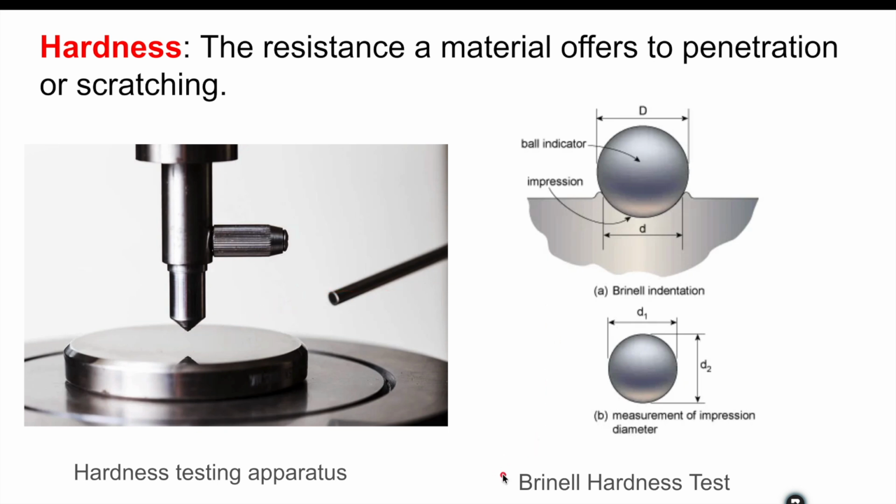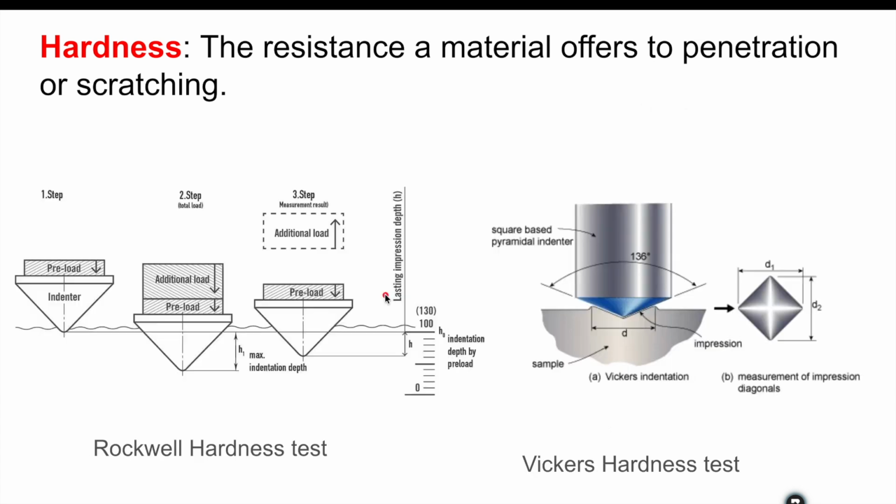This is a Brinell hardness test. Instead of using a point like this, you would use a ball, and you would measure how much the ball goes into the material. This is Rockwell hardness testing, and you would use a sort of cone-shaped apparatus, and again measure how far it went into the material.